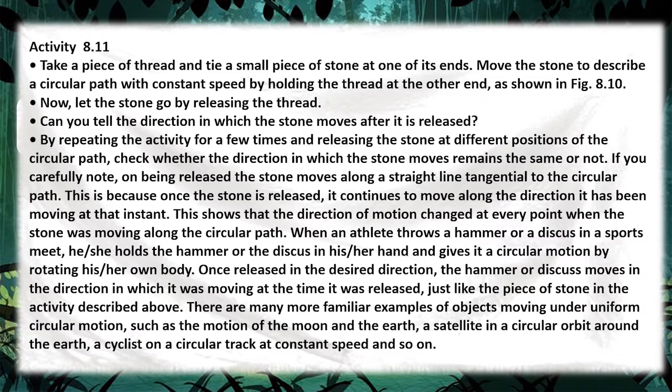When an athlete throws a hammer or a discus in a sports meet, he holds the hammer or the discus in his hand and gives it a circular motion by rotating his own body. Once released in the desired direction, the hammer or discus moves in the direction in which it was moving at the time it was released, just like the piece of stone in the activity described above.